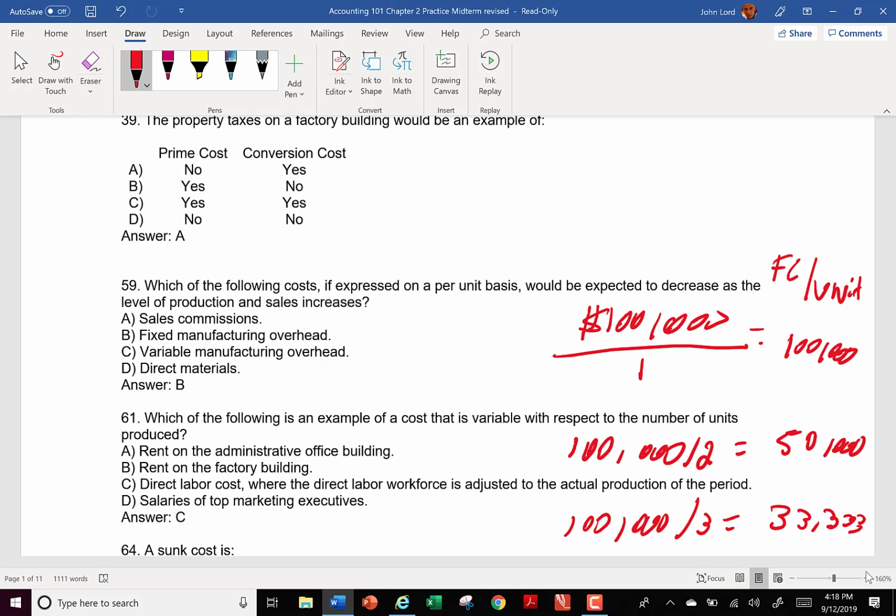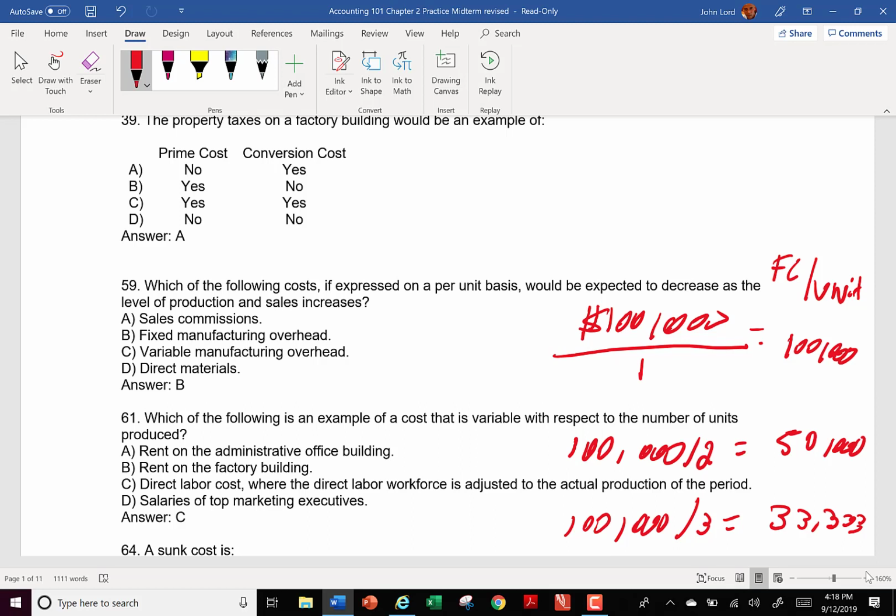As production decreases, my fixed cost per unit would go up, right? So fixed costs are variable on a per unit basis. They're fixed in total, aren't they? Variable cost is the opposite of that. Variable costs are fixed on a per unit basis. It's $3 per unit. It stays $3 per unit, right? Whereas our total variable cost will vary up or down with the level of production.